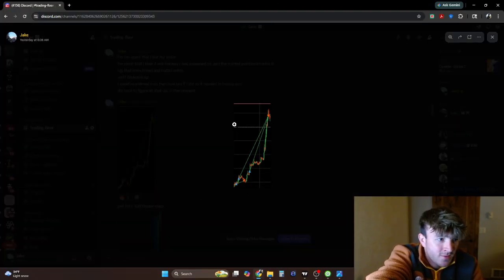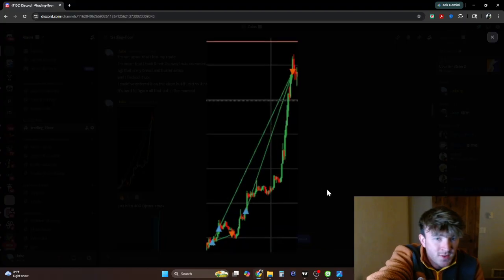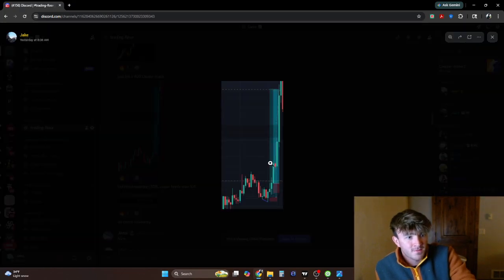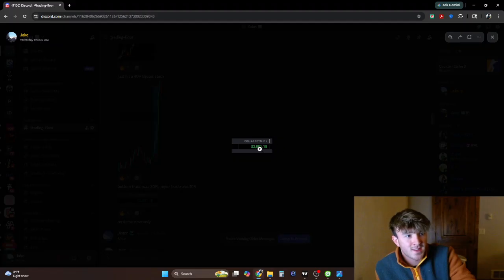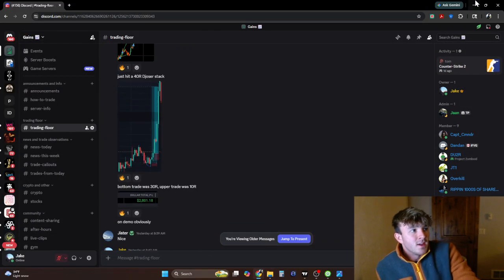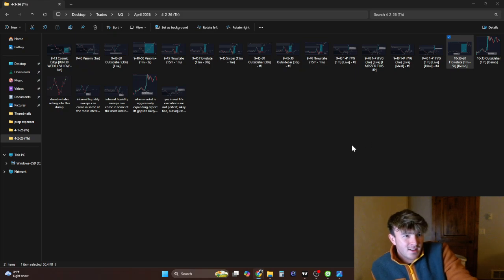And then we went and filled the RTH gap. So this was a cool fun little demo trade I took that was basically 40R. And once again, demo money, but yeah, like 40R. And yeah, I mean, there's definitely more that happened today, but I think, at some point.